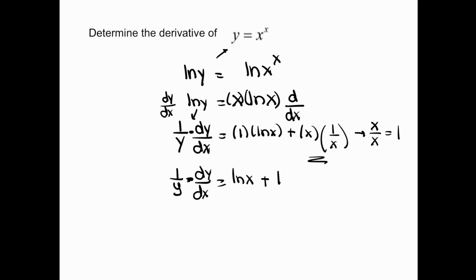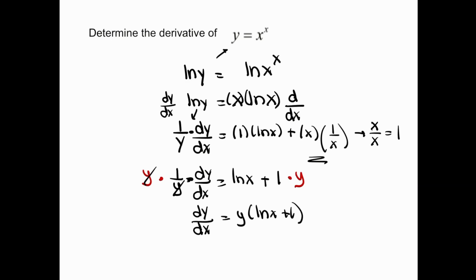Okay, so now that we've done that, and we've taken the derivative of both sides, we're going to move the y over by multiplying on both sides. So just remember back to grade 9, inverse operations, if I want to get rid of a divided by y, I'm going to multiply by y, which means I have to multiply by y on both sides. That eliminates that. So we are left with the derivative of y as it compares to x is equal to y times ln x plus 1.